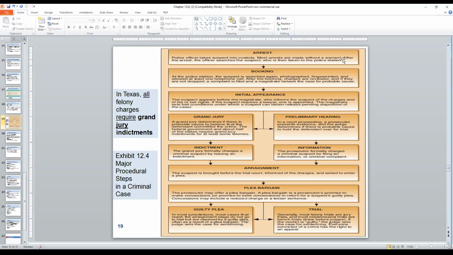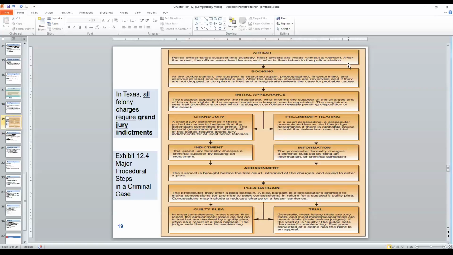But in the ordinary process, the institutional process, the police officer should get an arrest warrant if those two categories aren't satisfied. As I said before, it's not unusual for those exceptions to actually be pretty common situations. After the arrest, the officer searches the suspect, who is then taken to the police station.